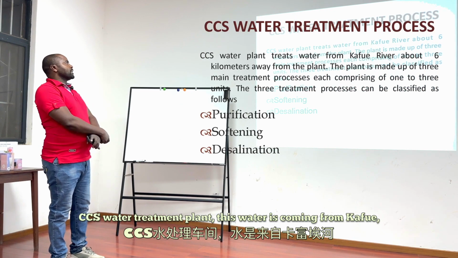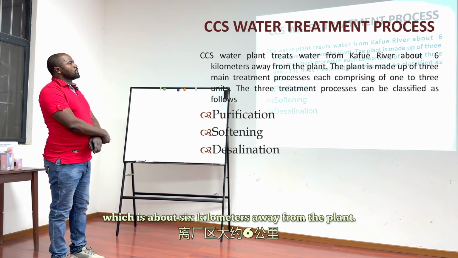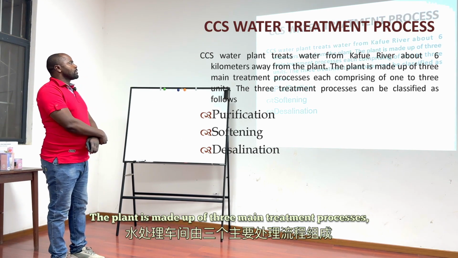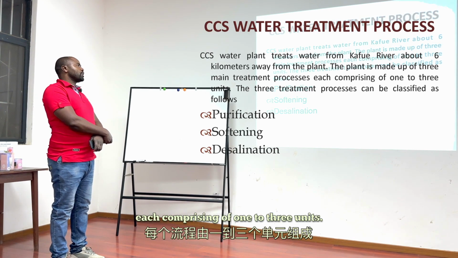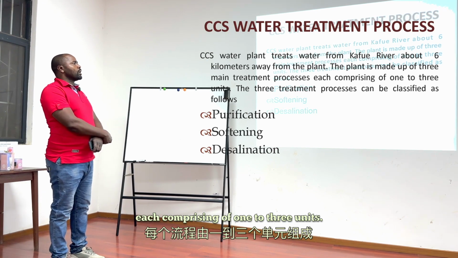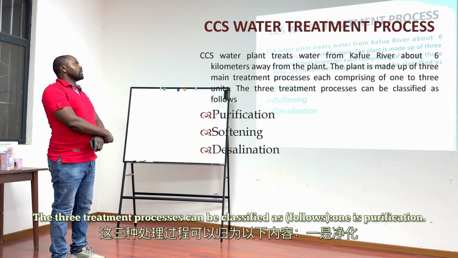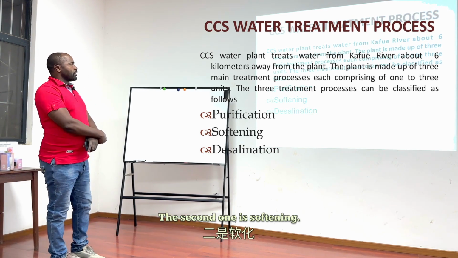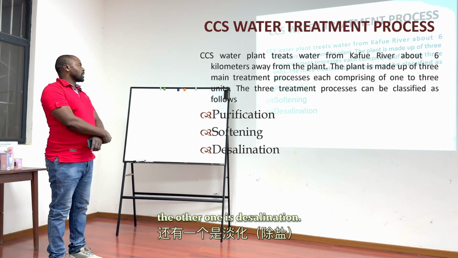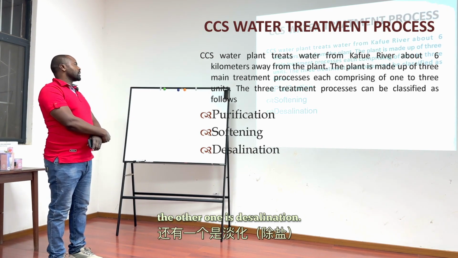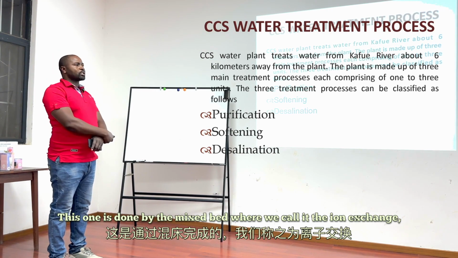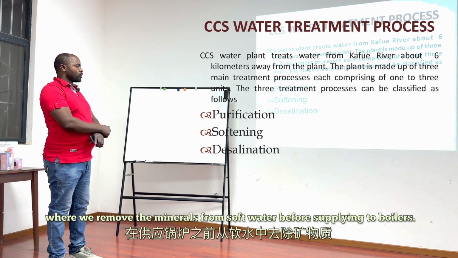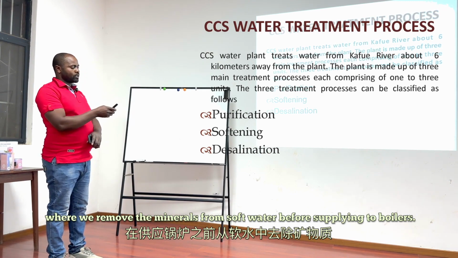CCS water treatment plant treats water from Kafue, which is about 6 kilometers away from the plant. The plant is made up of 3 main treatment processes, each comprising 1 to 3 units. The 3 treatment processes can be classified as: one is purification, the second one is softening, the other one is desalination. This is done by the mixed bed, which we call ion exchange, where we remove the minerals from soft water before supplying to the boiler.